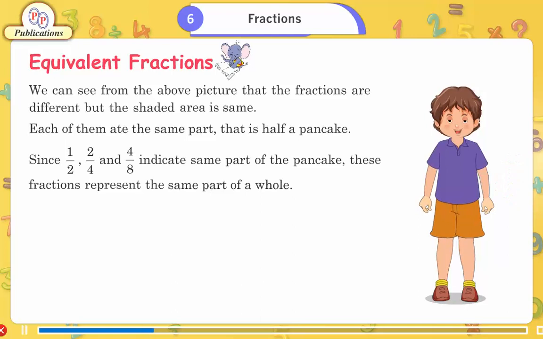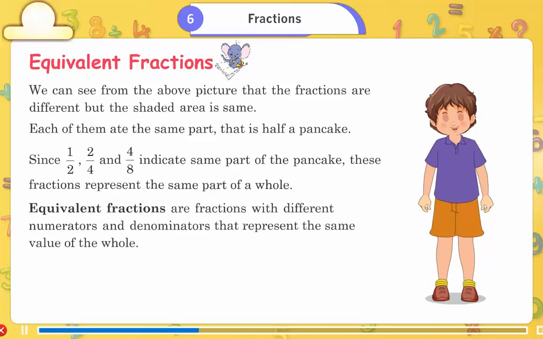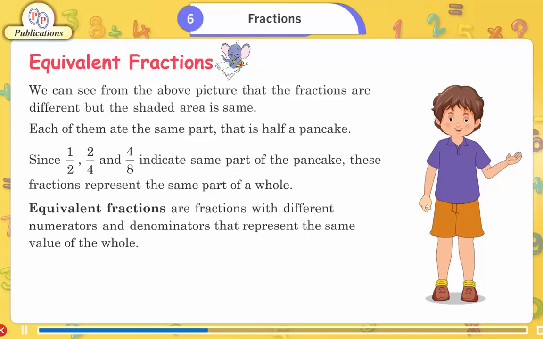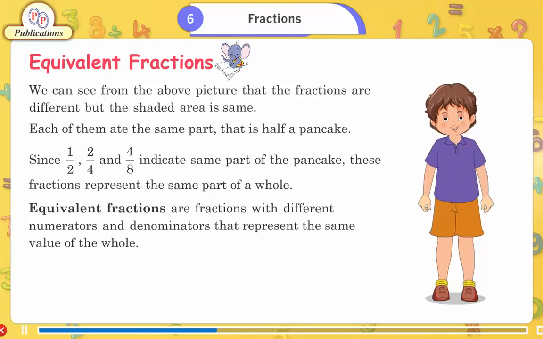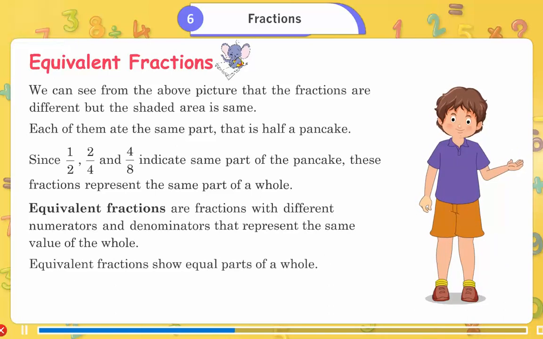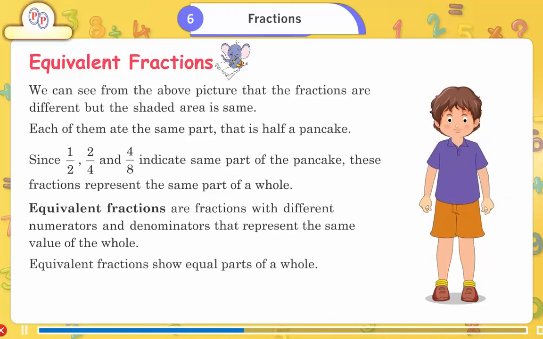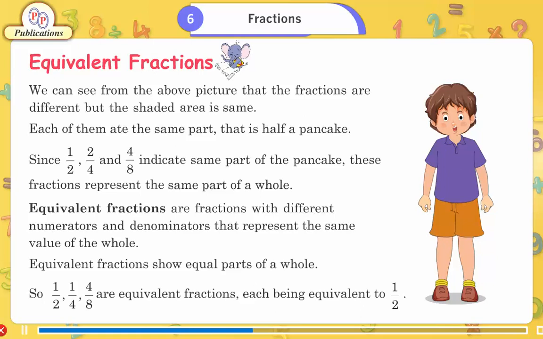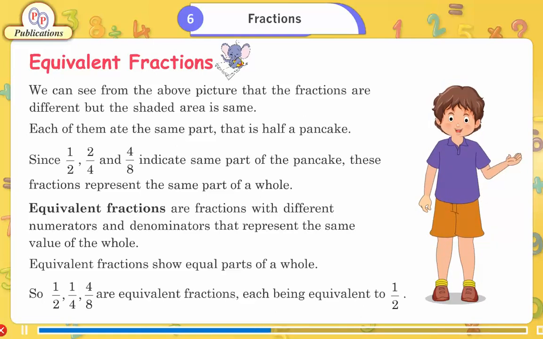Since 1/2, 2/4 and 4/8 indicate the same part of the pancake, these fractions represent the same part of a whole. Equivalent fractions are fractions with different numerators and denominators that represent the same value of the whole. Equivalent fractions show equal parts of a whole. So, 1/2, 2/4, 4/8 are equivalent fractions, each being equivalent to 1/2.